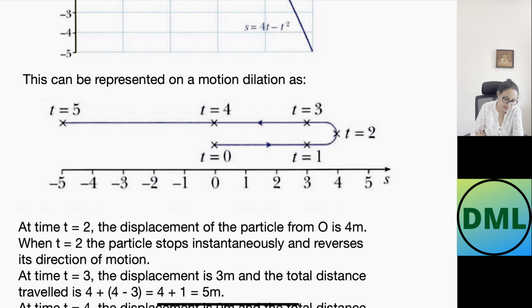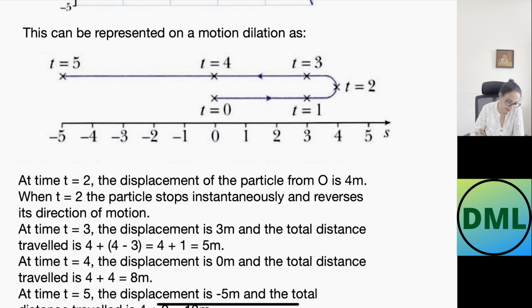The total distance traveled is how much? Distance doesn't have the direction. Distance is a scalar quantity. How much distance did you cover when time is equal to 3? You started from 0 when time is 0. You went till 2, which is 4 meters, and then again you come back here. You covered this much distance. How much is the distance? 4 minus 3. You covered only 1 meter more. So the total distance traveled is 4 plus 4 minus 3, which is 1. 4 plus 1 is equal to 5 meters. Total distance covered is 5 meters but the displacement is only 3 meters.